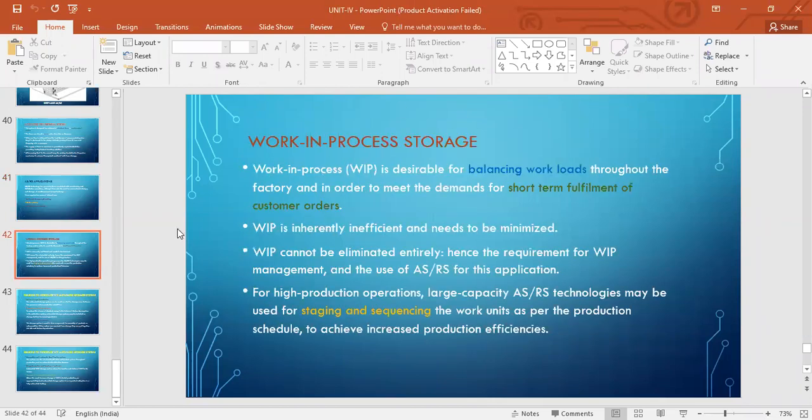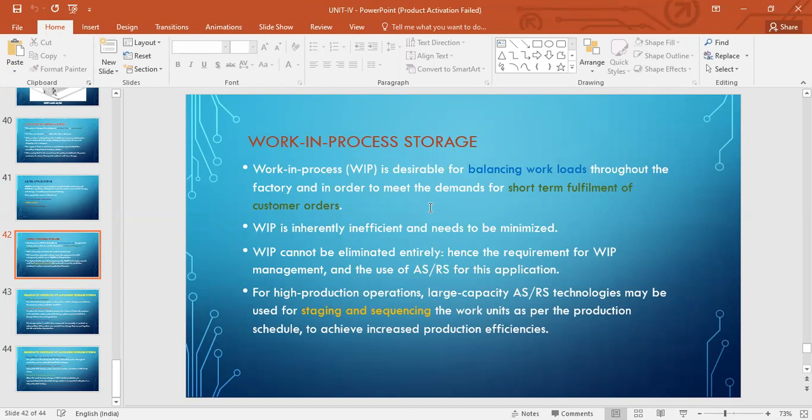You see, work in process storage is important, especially for our manufacturing context that we are seeing, right? We're looking at how automation is implemented in a manufacturing context. So work in process storage is desirable for balancing workloads throughout the factory and in order to meet the demands for short-term fulfillment of customer orders, right? So we want to balance the workloads, right? As I told you, one workstation would be busy, so you have to manage to be able to store that.